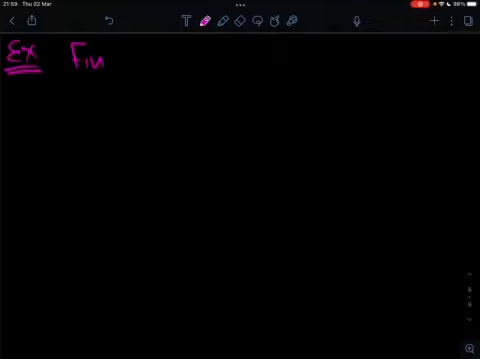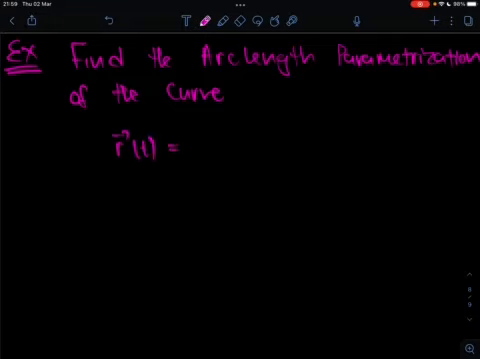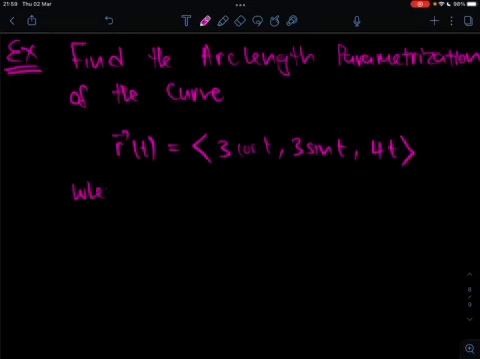Find the arc length parametrization. Find the arc length parametrization of the curve r of t, which is equal to 3 cos t, 3 sin t, and 4t, where t is an element that ranges from 0 to 2 pi.